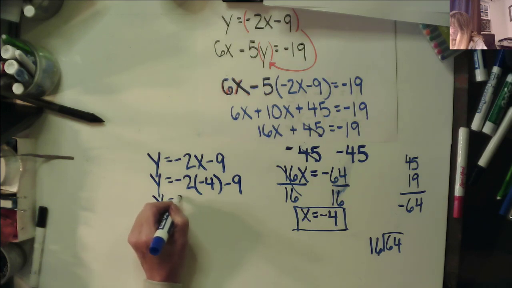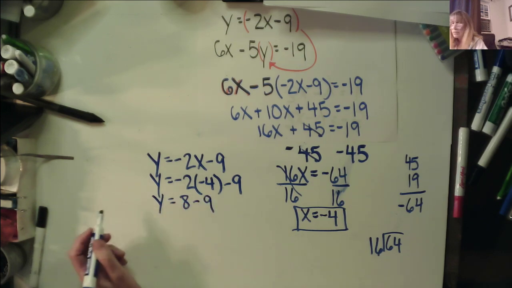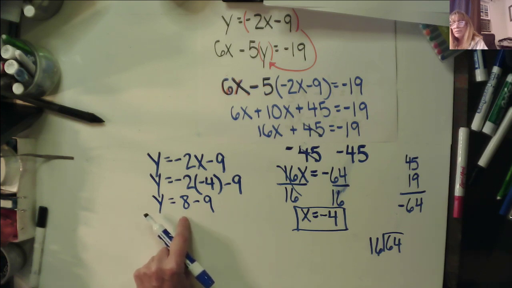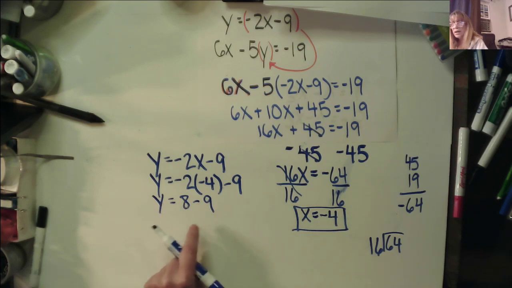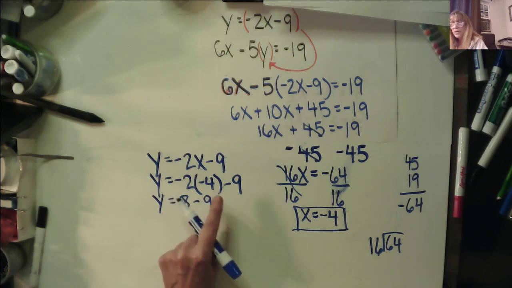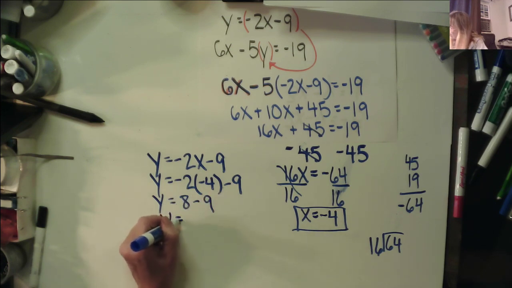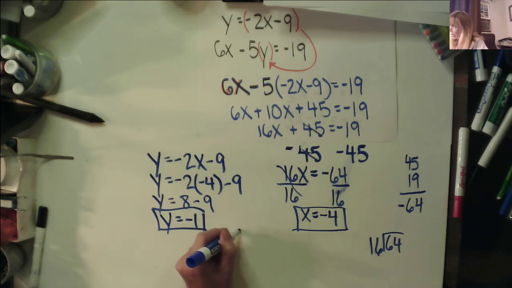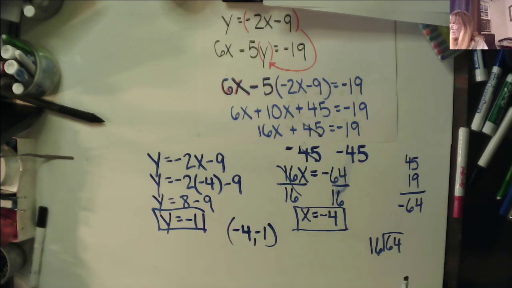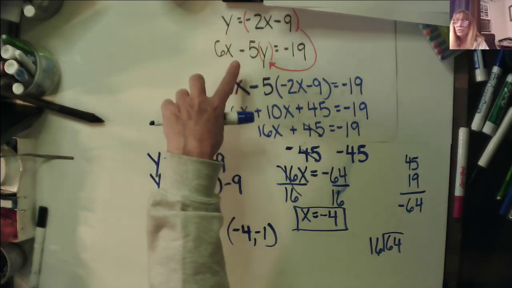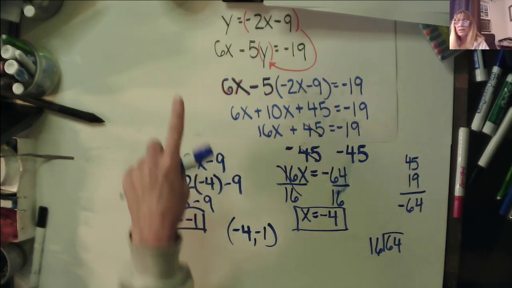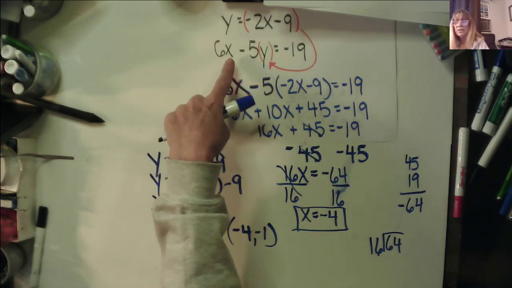Y equals 8 minus 9. 9 is negative, 8 is positive. You subtract, and you take the sign of the bigger absolute value. So y equals negative 1, and there you go. Don't forget to write your answer as an ordered pair. And that is where those two lines cross. This solution will make this a true statement, and it will make this a true statement.